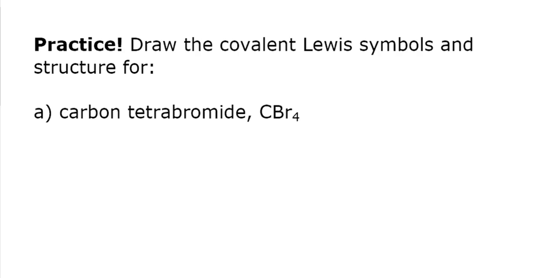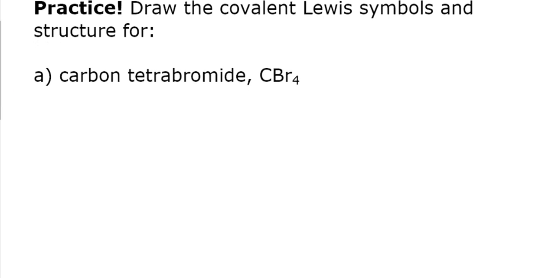All right, we're going to draw the Lewis symbols and structure for first carbon tetrabromide. So you need to make sure you have a chemical formula for the structure before you start, because you need to know how many atoms of each you have. First step was to try and find the valence electrons. So how do you do it?